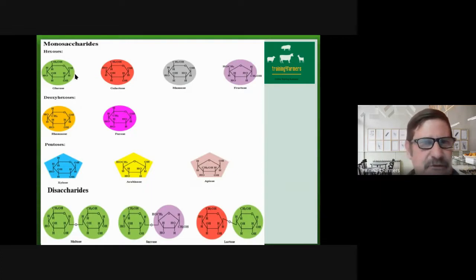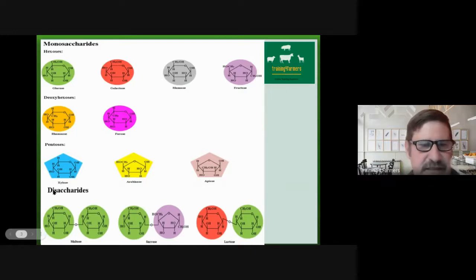Now you'll see most of these are in the shape of a hexagon, which means it's got 6 points. And some of them are in the shape of a pentagon, which is 5 points. So they sort of color-coded these. Then you get deoxyhexoses, which have less oxygen than the originals. Then pentoses, which are also those 5 point structures.